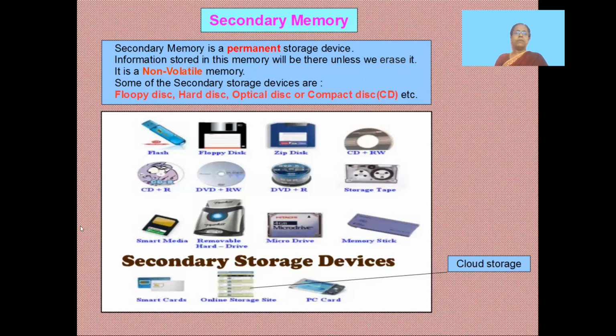You can see some of the secondary memory storages. This is a flash, this is a floppy disk, and then this is a zip disk, CD read and write, your DVD, some tapes. This is again like a floppy disk. This is your removable pen drive, micro drive, and these are some of the latest ones.